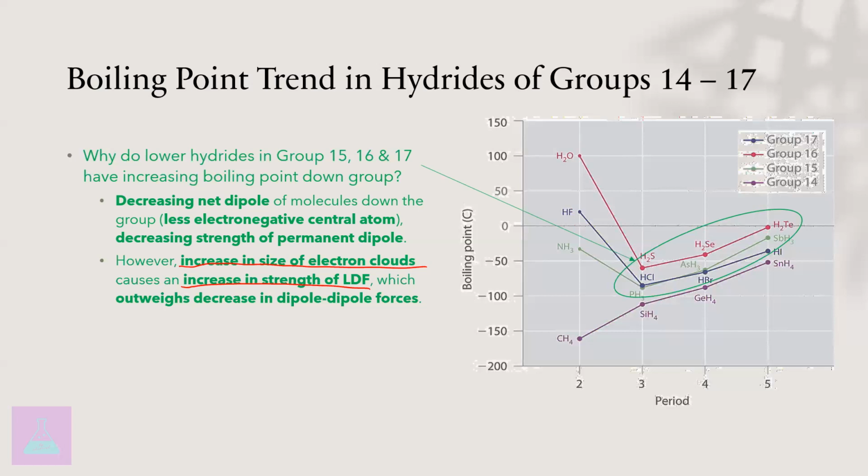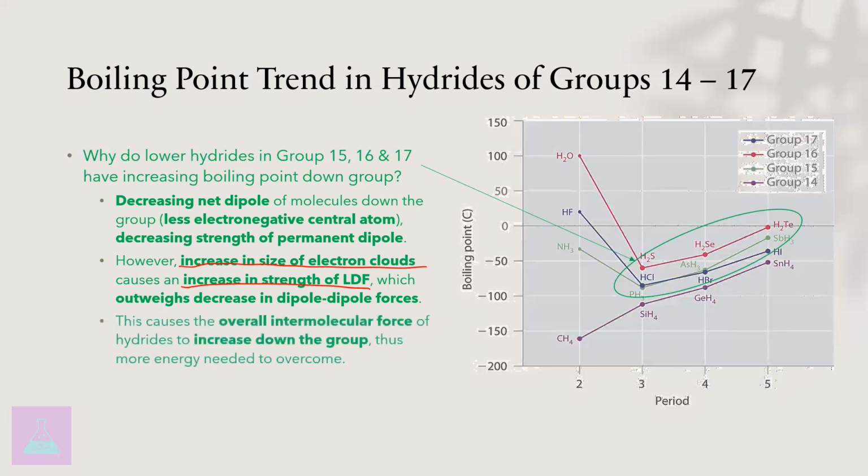Which one is more? In this case, we see that the increase in London dispersion forces is actually outweighing the decrease in the dipole-dipole forces. As a result, you will see an overall increase in the intermolecular forces of these hydrides down the group, right? And so you will need more energy to overcome these forces, and there will be an increasing boiling point down the group.